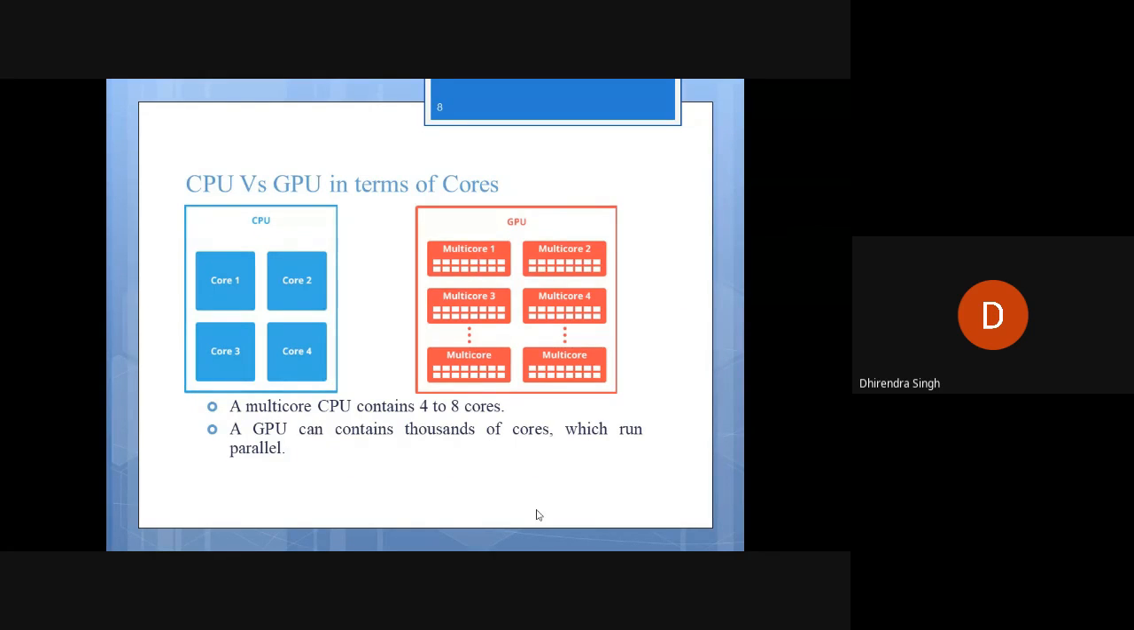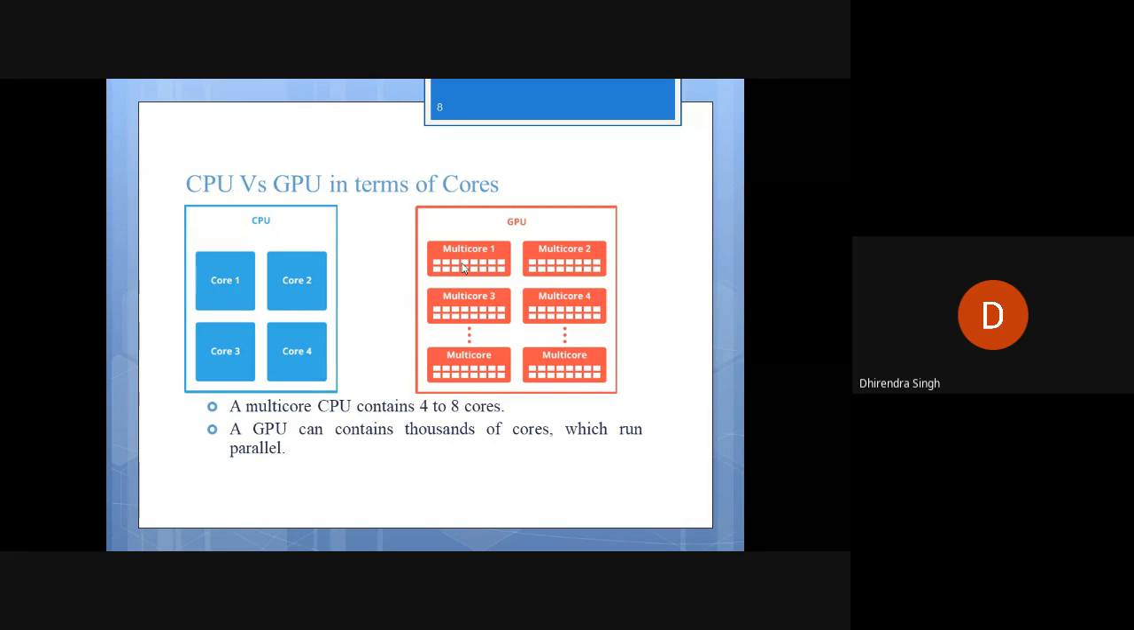This is a comparative image of a CPU and a GPU. Today's CPUs can have 4 cores or 8 cores. When we go to GPUs, they are like this. They have internally some multi-cores, and each multi-core has multiple processing units. These small white square boxes are actually showing the processing cores here.